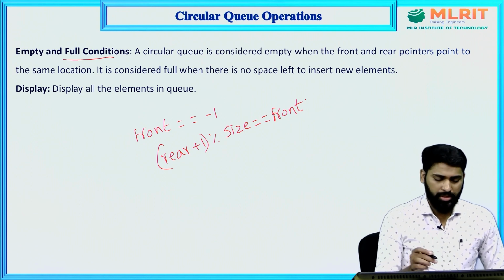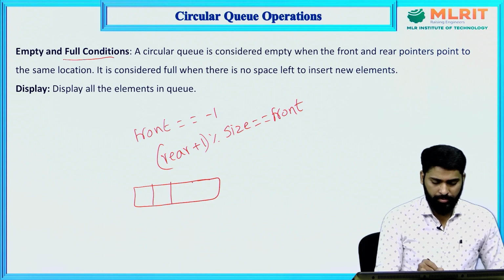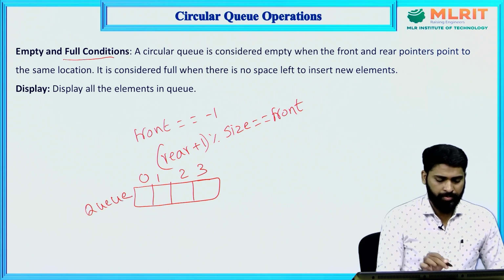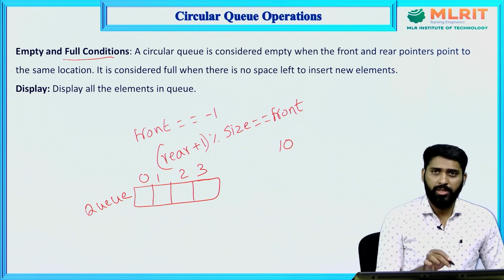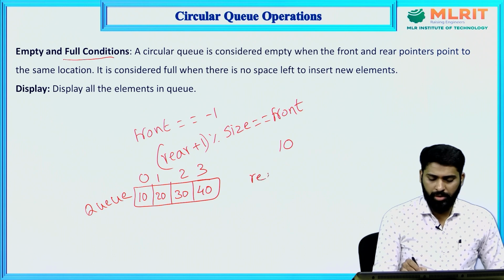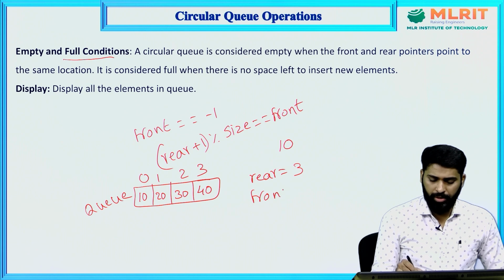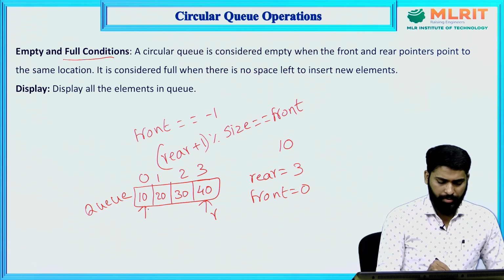Okay. Let us consider this example. Let us assume the size is 4, indices 0, 1, 2, 3. So, this is the name of the queue. Okay. So now I want to enter 10. Yes, there is a space in the queue. So I insert 10 here, 20, 30 and 40. Now, what is the rear value? Rear value equals 3. What is the front value? Front value equals 0. So this is the rear and this is the front.